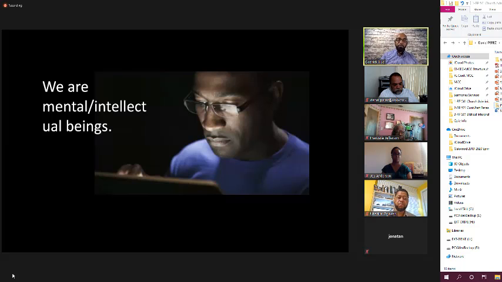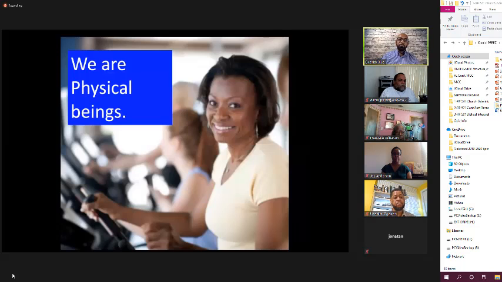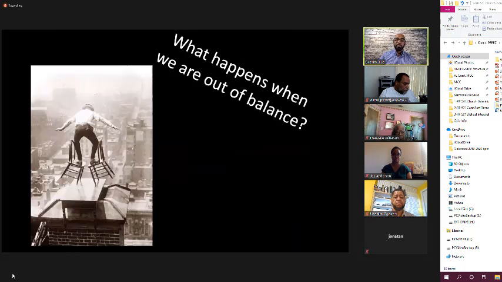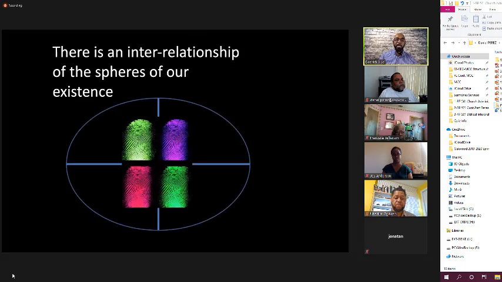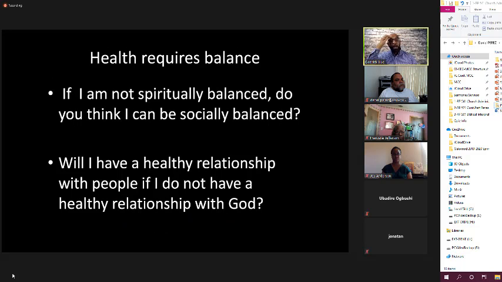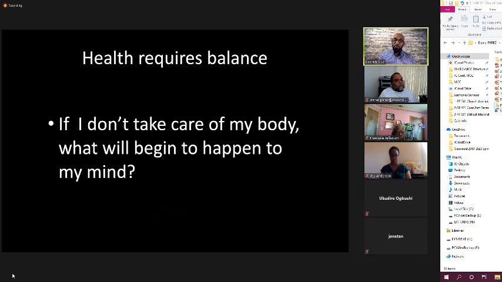We are mental beings and intellectual beings. We are physical beings. We are social beings, and we are spiritual beings. And when we are out of balance, then the whole system is out of balance. There's an interrelationship, therefore, in the spheres of our existence. They depend upon each other. And what happens when one sphere is out of balance? How does it affect the others? If I'm not spiritually balanced, do you think I can be socially balanced? No. Will I have a healthy relationship with people if I don't have a healthy relationship with God? No.